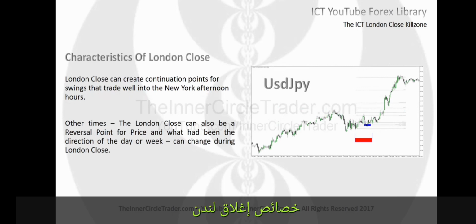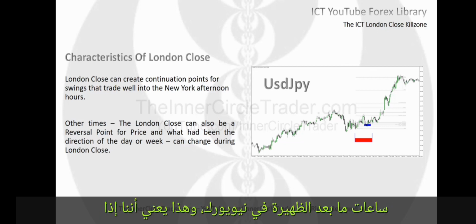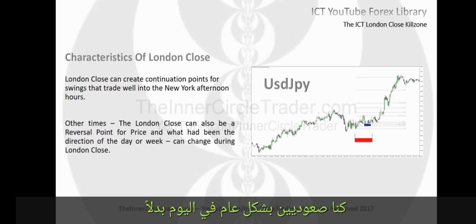Okay, characteristics of London close. Now, the London close can create continuation points for swings that trade well into New York afternoon hours. That means if we're bullish overall in the day, instead of creating the high of the day in bullish markets or bullish days, many times the London close can actually create a continuation pattern, as seen in this example here on the dollar yen. The market had traded higher initially during the day, and then we had a consolidation, but inside the consolidation we had an optimal trade entry here. This is going to be on a 5-minute basis.